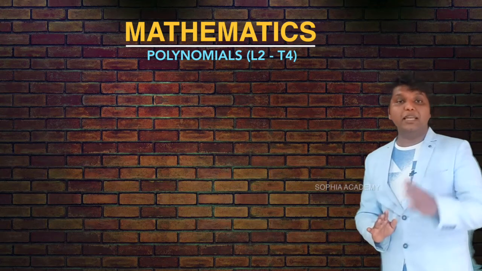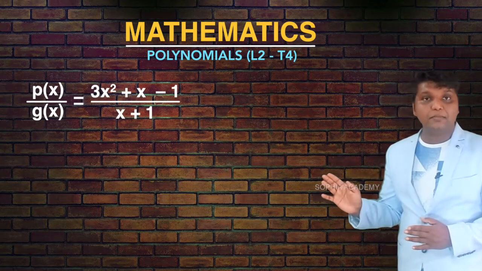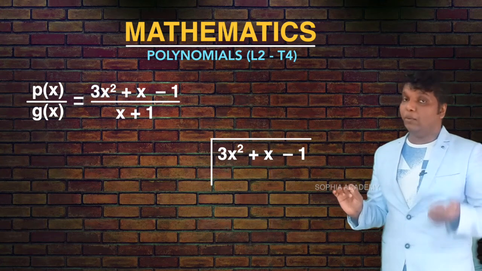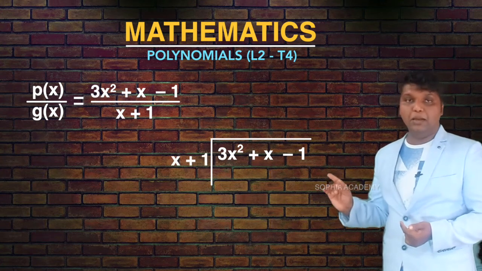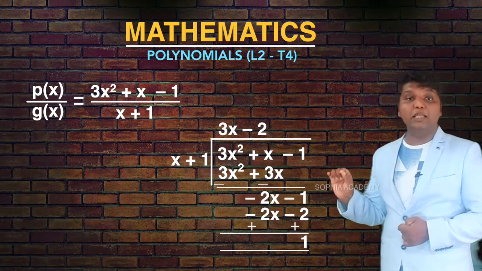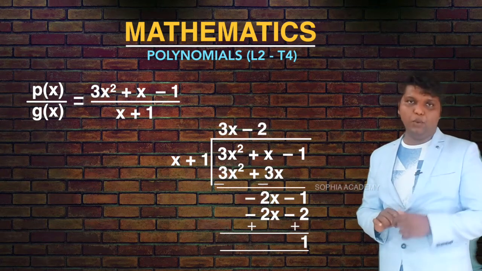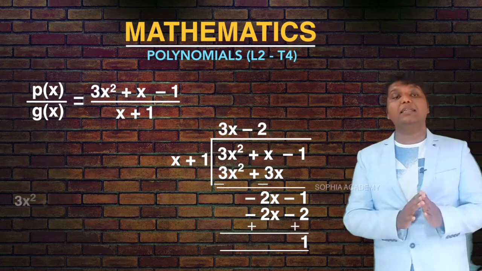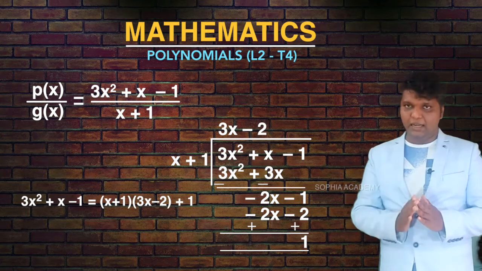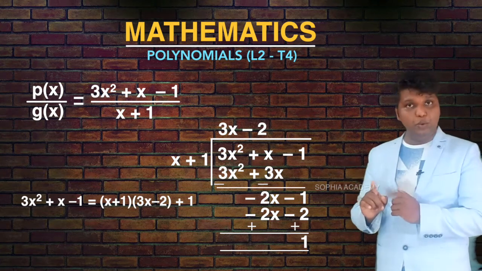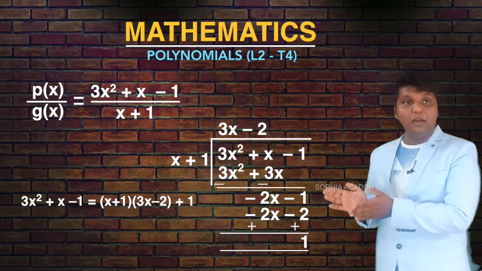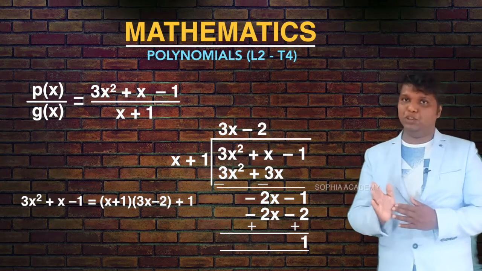So here we can say that what is the dividend? The dividend is 3x square plus x minus 1. What was the divisor? It is x plus 1. What is the quotient which you received? It is 3x minus 2. What is the remainder? It is 1. So here you can write this as 3x square plus x minus 1 is equal to x plus 1 within brackets, x plus 1 into another bracket we will write 3x minus 2.